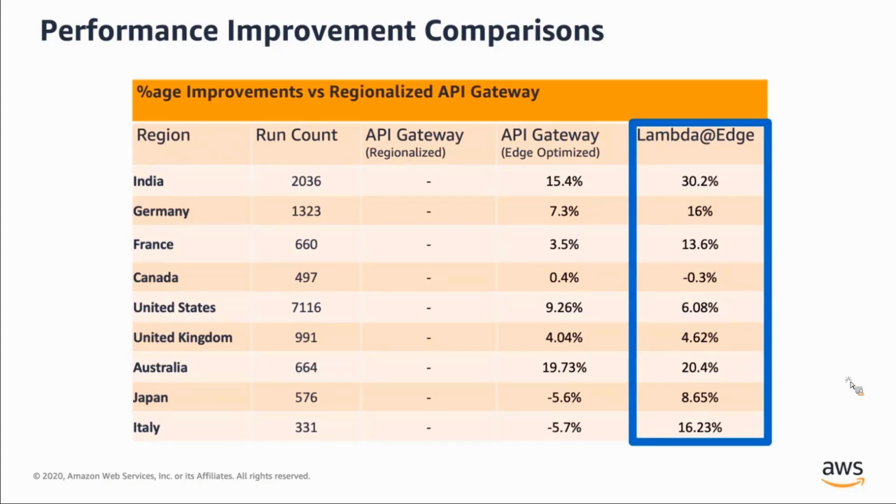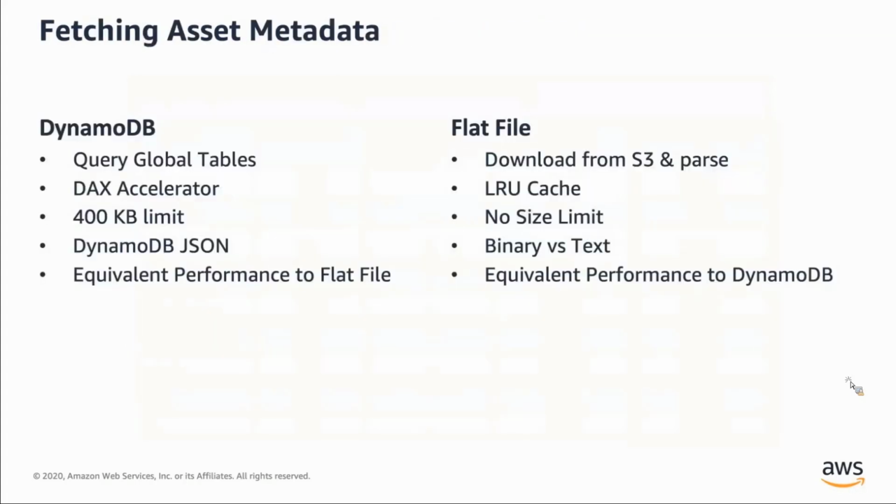So now that we selected a manifest generation option, it was time to figure out how we were going to get asset metadata to the Lambda. And here we looked at two different options. First, we looked at DynamoDB global tables, and we compared that to storing flat files on S3 and downloading them to the Lambda. Now, in our performance comparisons, both of them were pretty even in terms of performance. And so the simplicity of the flat file option ended up winning out.